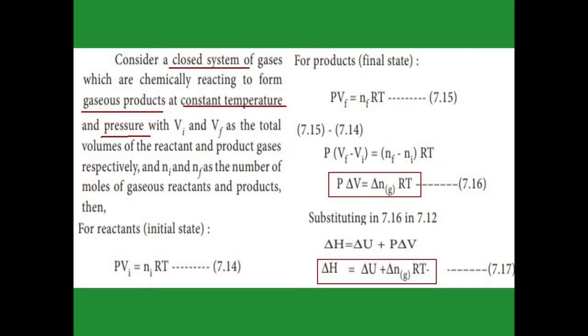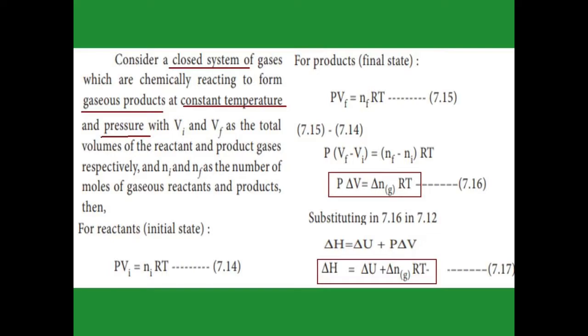Consider a closed system containing gases at constant temperature and pressure. The volume of the gases is initially Vi, and finally Vf. In the same way, Ni is the number of moles of gases initially, that is the reactant side, and finally, that means the product, the number of moles is Nf.